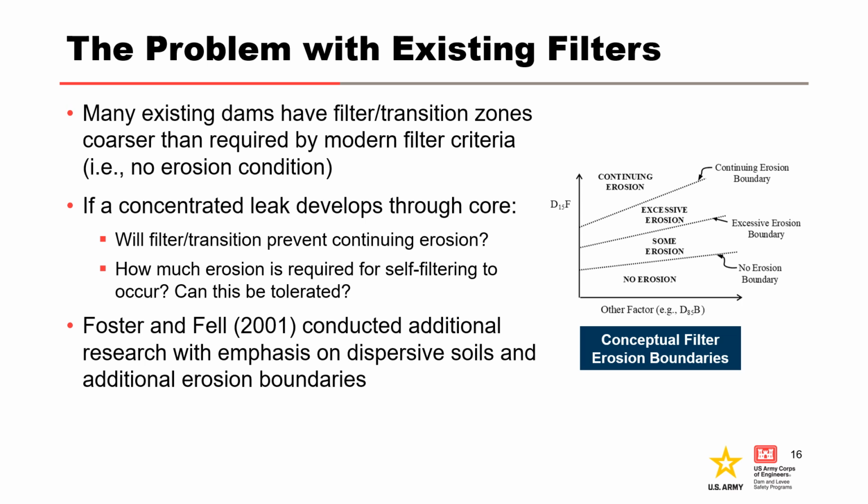Foster and Fell in 2001 conducted additional research with an emphasis on dispersive soils and additional erosion boundaries to help answer the questions of if a concentrated leak develops through a core, will a filter or transition zone prevent continuing erosion? How much erosion is required for self-filtering to occur? And can this amount of erosion be tolerated?